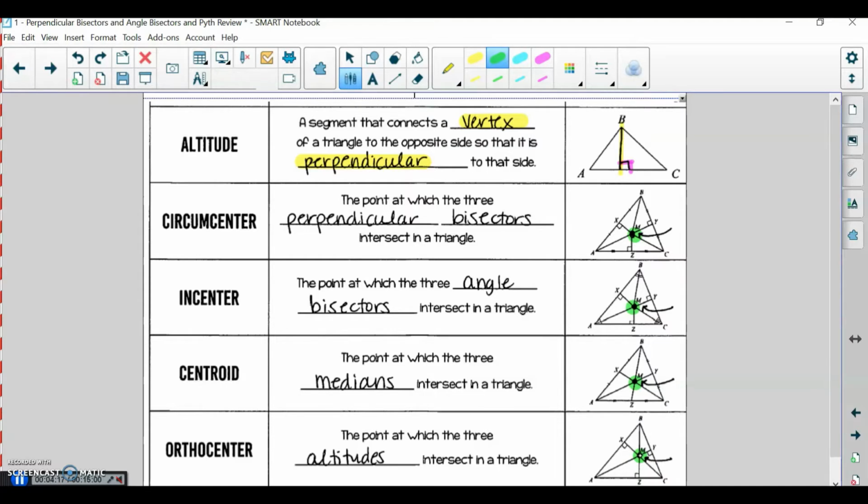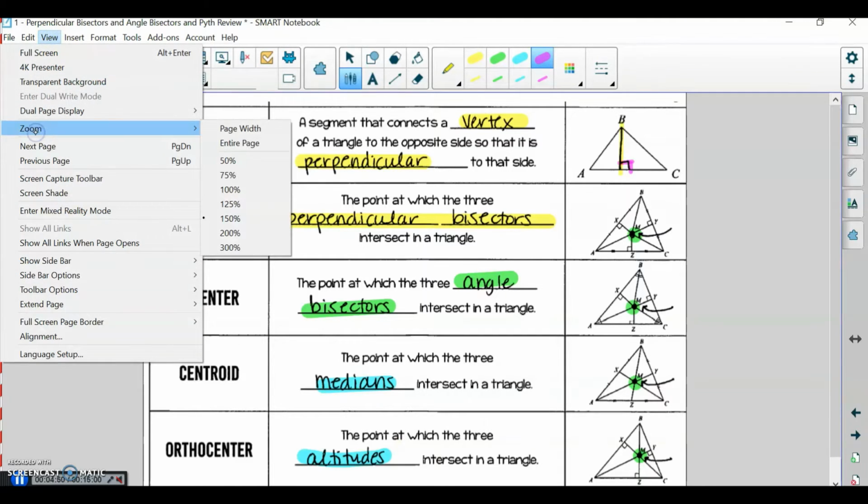So the circumcenter comes from perpendicular bisectors. The incenter comes from angle bisectors. The centroid comes from the medians, and the orthocenter comes from the altitudes. The pictures show that. If you look at the pictures, the point M kind of looks like the same point M in all of them. But as I view this up so that you can see it a little bit better, there we go.